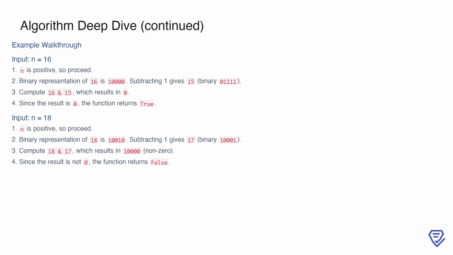Now, for the second example, let's take n equals 18. Again, 18 is positive, so we proceed. The binary representation of 18 is 10010. Subtracting 1 gives 17, which in binary is 10001. When we compute 18 AND 17, the result is 10000, which is non-zero. Since the result isn't 0, the function returns false, indicating that 18 is not a power of 2. These examples highlight the precision and reliability of the algorithm in determining whether a number is a power of 2.